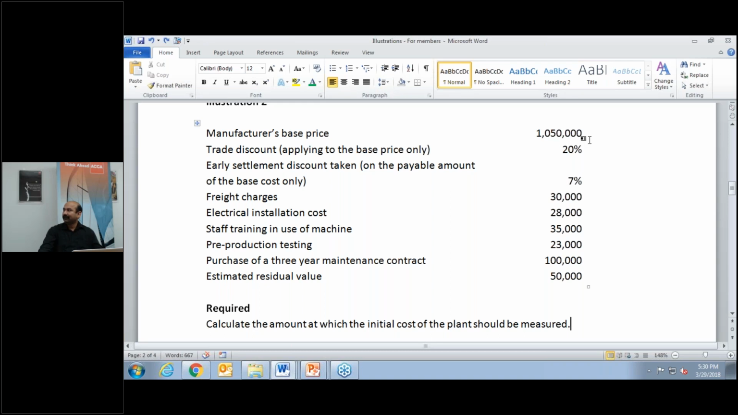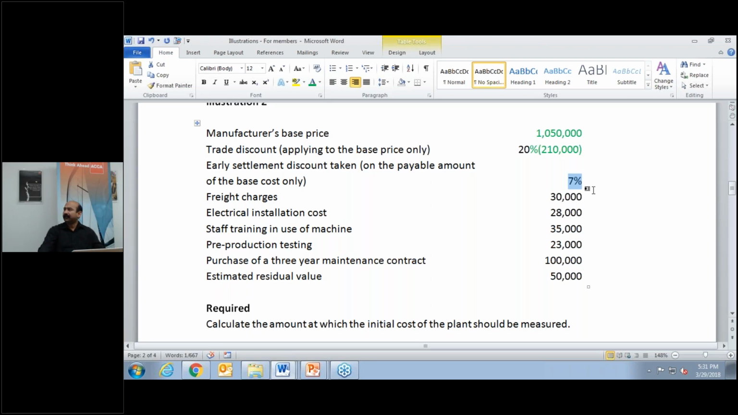Okay, so let's do the calculations. We will start with this figure. Of course, we will reduce this 1.05 million with the trade discount. You please keep on calculating here. The early settlement discount we shall ignore, it has nothing to do with the cost. This is a financing transaction.